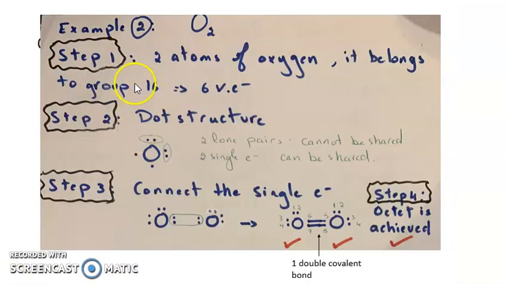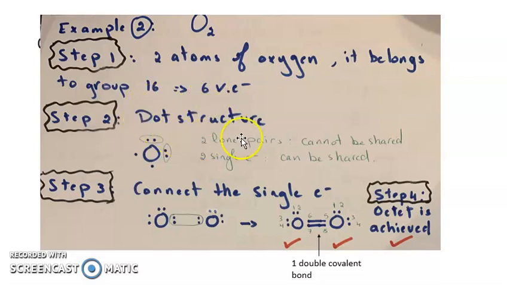Now let's take an example in which a double bond is used. The simplest example is oxygen, O2. So first step, 2 atoms of oxygen. In which group in the periodic table is oxygen? It's in group 16. So each oxygen has 6 valence electrons.